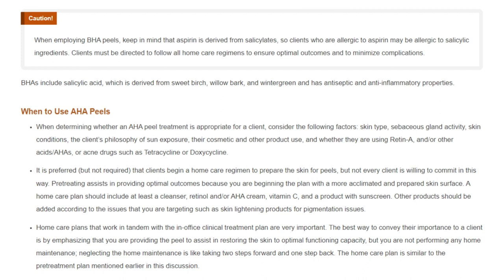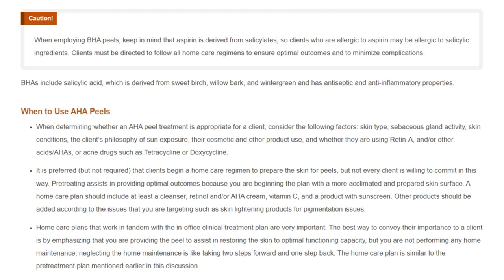Clients must be directed to follow all home care regimens to ensure optimal outcomes and to minimize complications. BHAs include salicylic acid, which is derived from sweet birch, willow bark, and wintergreen and has antiseptic and anti-inflammatory properties. When to use AHA peels.